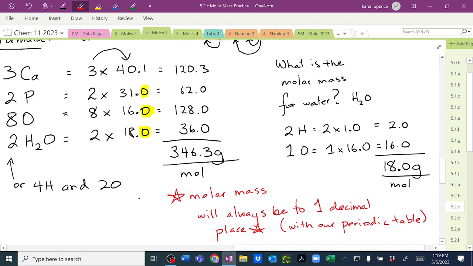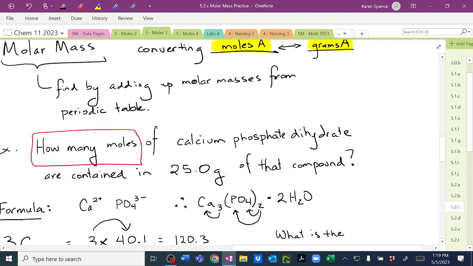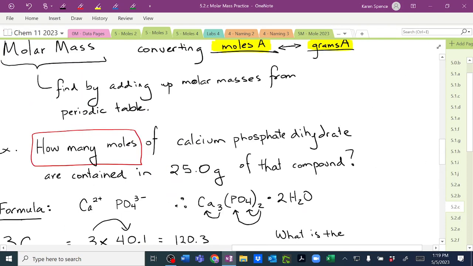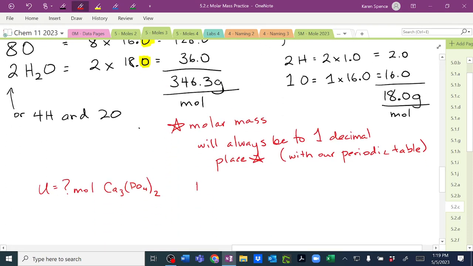Now let's go back to our question. What did our question actually ask us? How many moles, so I'm going to rewrite that down here. My unknown is how many moles of Ca3(PO4)2 are contained in 25 grams. So my initial quantity is 25.0 grams of Ca3(PO4)2.